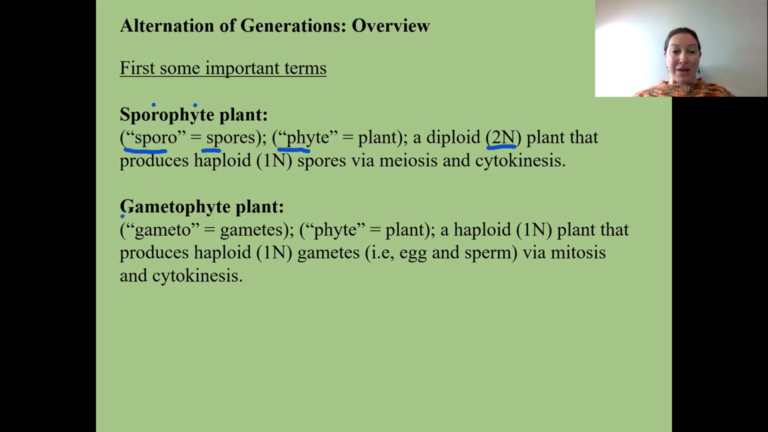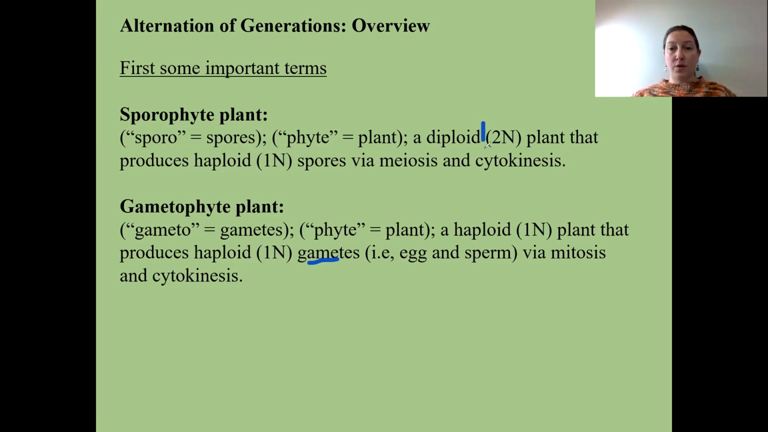Gametophyte plant: gameto refers to gametes, egg and sperm, and phyte still means plant. So this is a plant that makes gametes. Because the gametophyte plant grew from a spore, the gametophyte plant itself is haploid. So remember, sporophyte is diploid, gametophyte plant is haploid. Sporophyte plant makes spores, it says it in the name. Gametophyte plant makes gametes, egg and sperm.